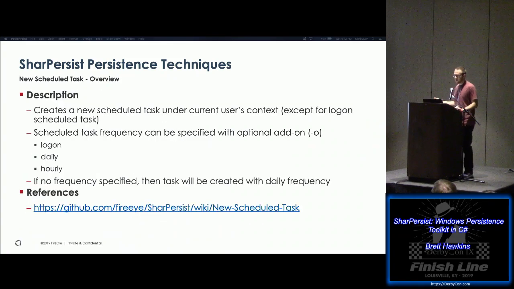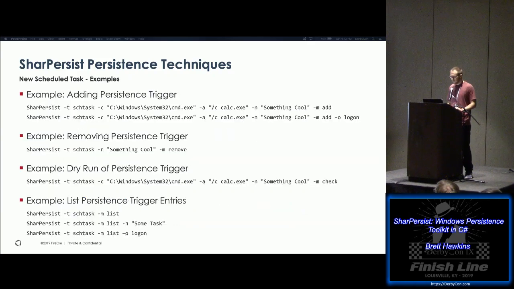Next one, new scheduled task. It's going to create a new scheduled task under the current user's context, except if you want to specify one to run at logon, that's going to require admin privileges. You can specify the frequency with the -o. If you don't specify frequency, then it's going to be created with a daily frequency, and that scheduled task will be scheduled to run at a random time between 10 a.m. and 12 p.m. local time. Why? Because most people are using their machines between 10 a.m. and 12 p.m. local time. And again, the usage is going to be the same as the scheduled task backdoor.